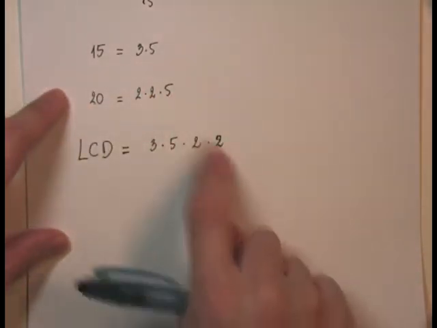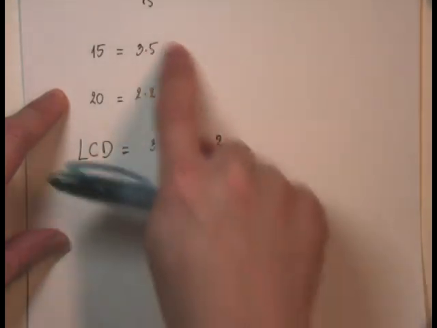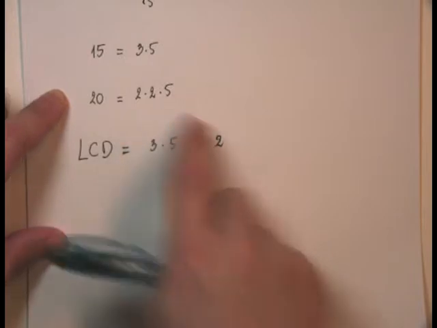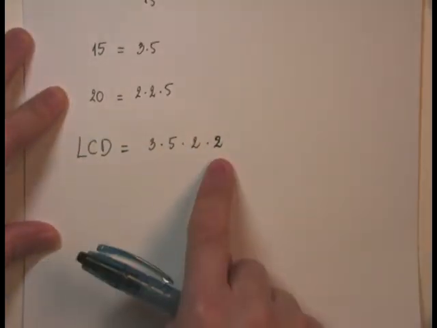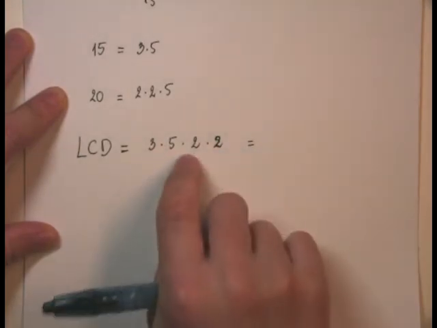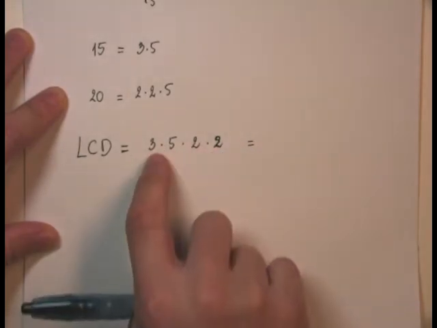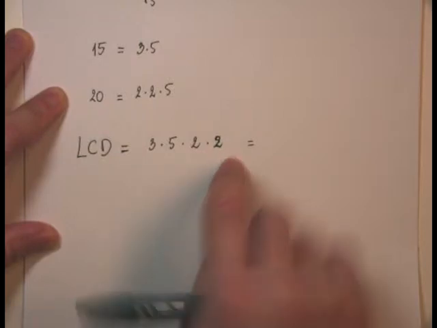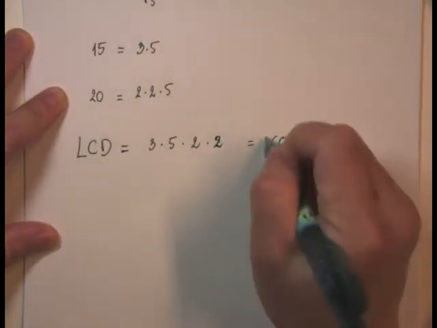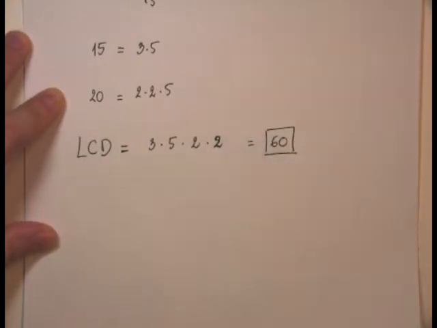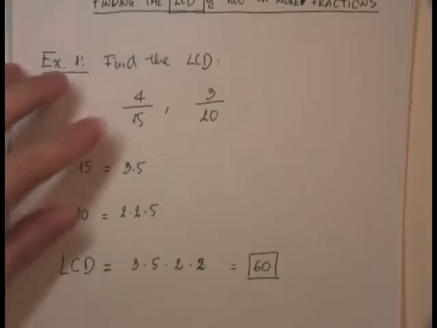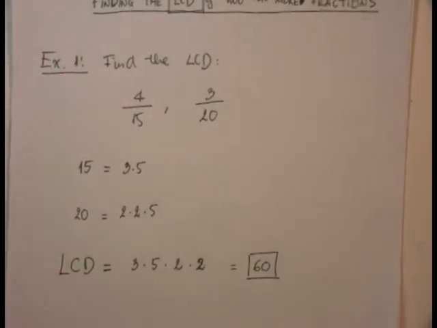When I run out of prime factors throughout the two denominators, here's my complete list for the LCD. Now all I have to do is multiply all these prime factors together. So 3 times 5 times 2 times 2 equals 60. And that is my LCD of the first two fractions, 4 over 15 and 3 over 20.